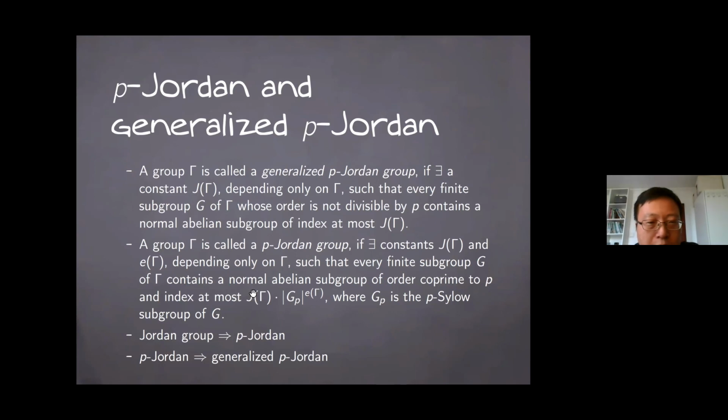So for P Jordan, we need two constants, one bounding the index, the other bounding the order of these P groups and the power. Apparently from these definitions, a Jordan group is P Jordan, and a P Jordan group is generalized P Jordan.